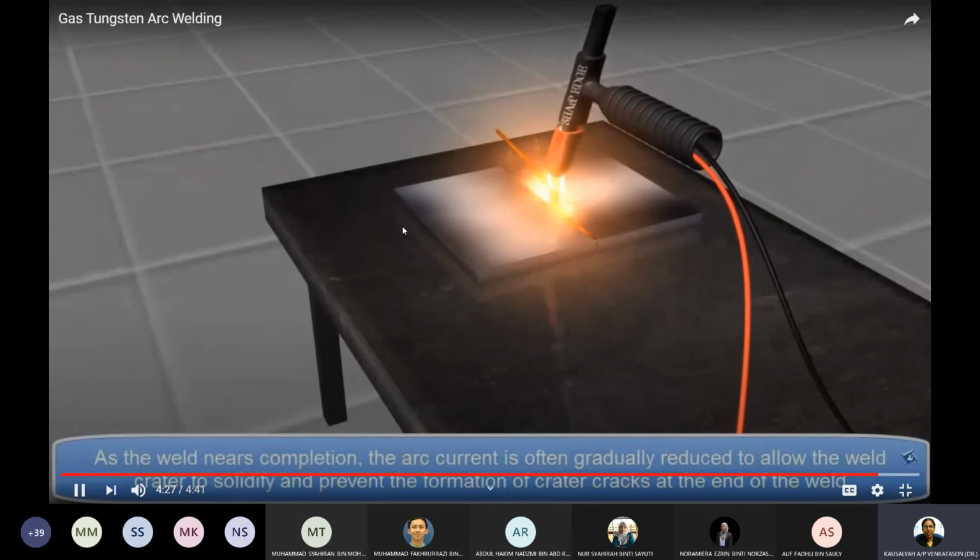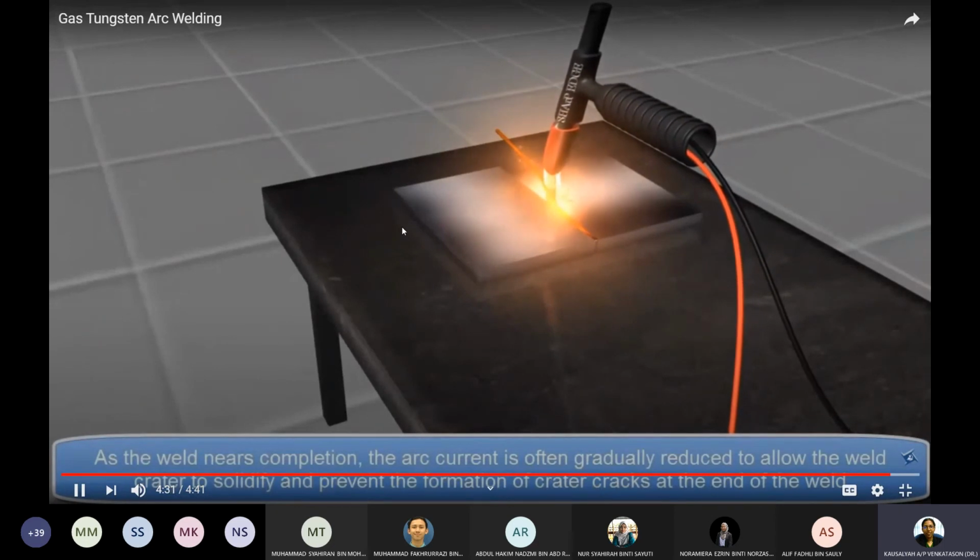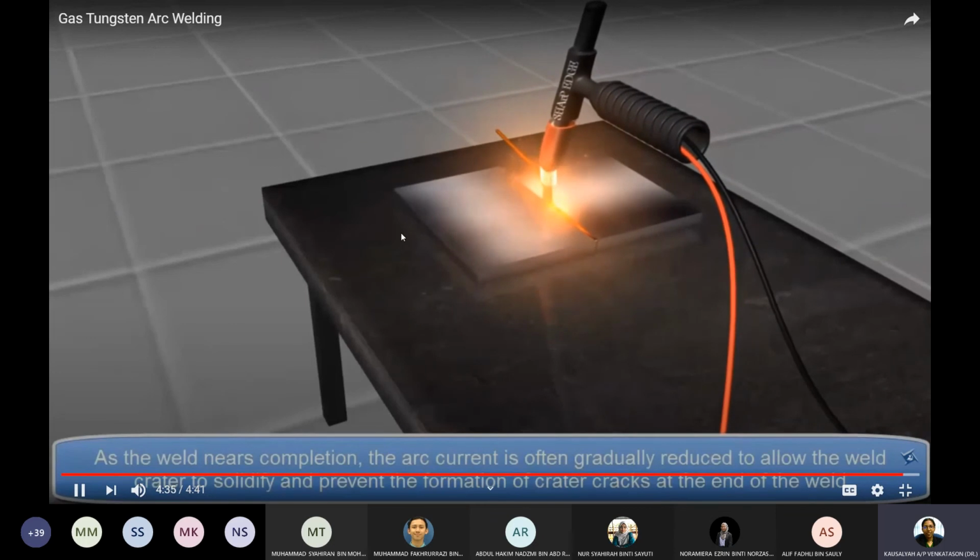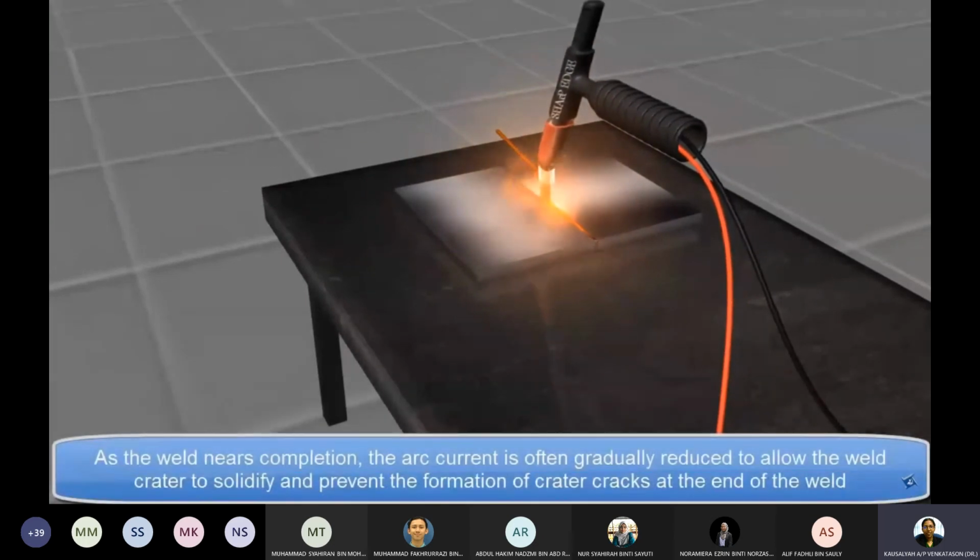As the weld nears completion, the arc current is often gradually reduced to allow the weld crater to solidify and prevent the formation of crater cracks at the end of the weld.